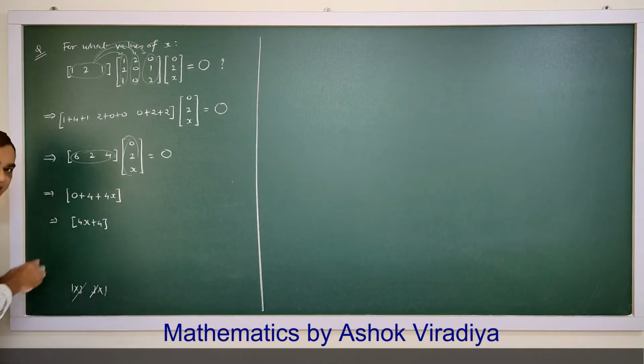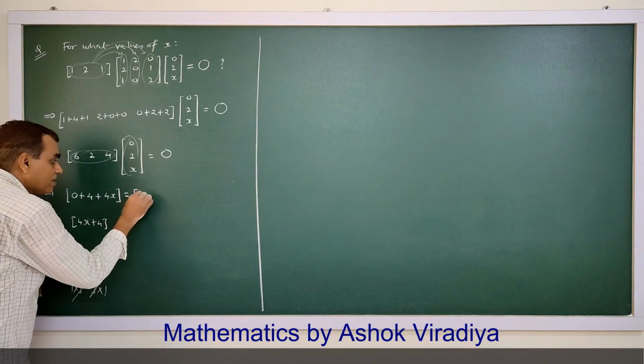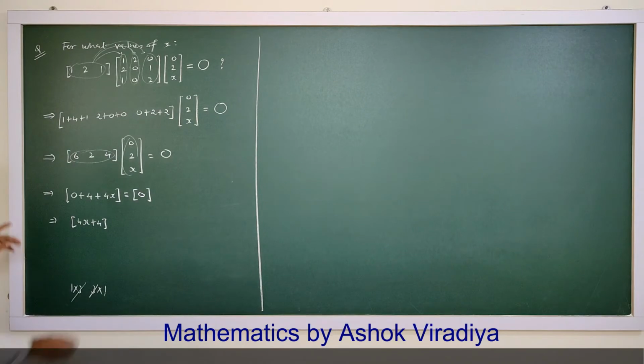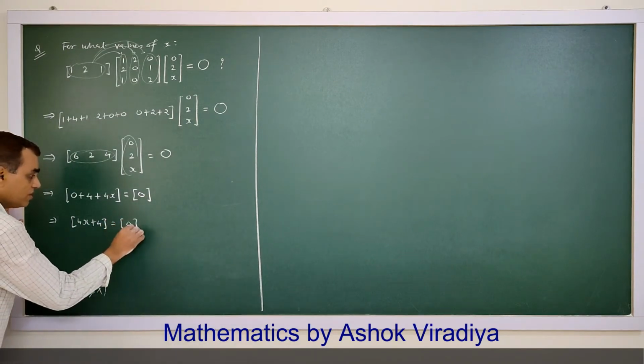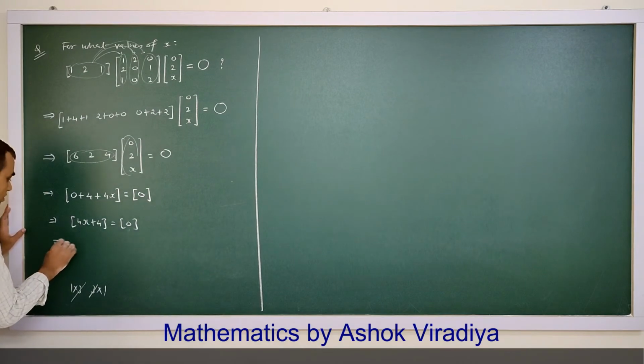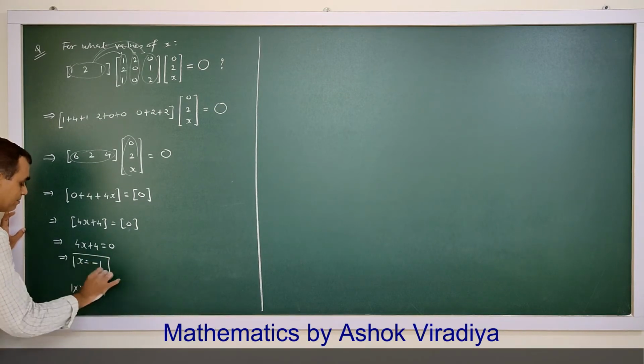This is a 1 by 1 matrix. And because it is a 1 by 1 matrix, keep here a 0 matrix containing only one 0. So this is equal to a 0 matrix containing only one 0. So comparing both sides, 4x plus 4 is 0. So x is equal to minus 1.